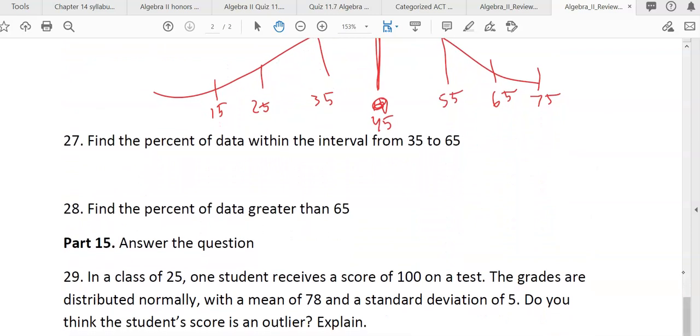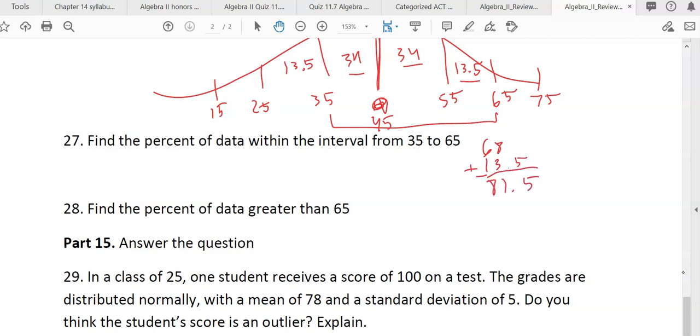Find the percent of data within the interval from 35 to 65. So I know this is 34 and this is 34 because it adds up to 68. I remember this is 13.5 and this is 13.5 because those four add up to 95. So 95 minus 68 divided by 2 is 13.5. So I'm really adding up from 35 to 65. 34 plus 34 plus 13.5. So 68 plus 13.5 is 81.5.